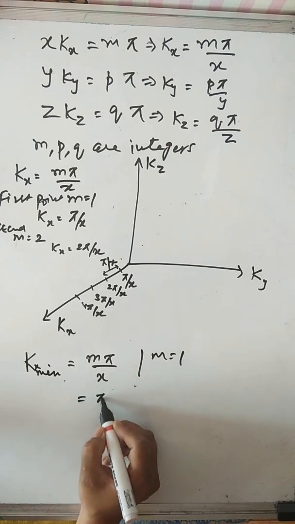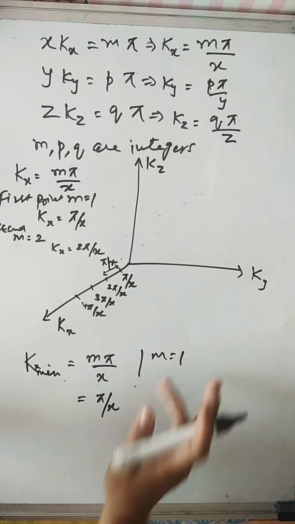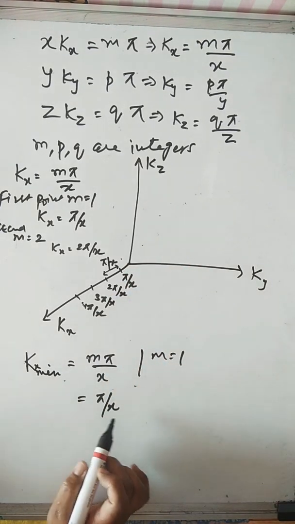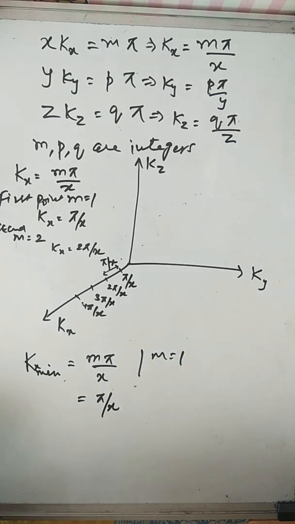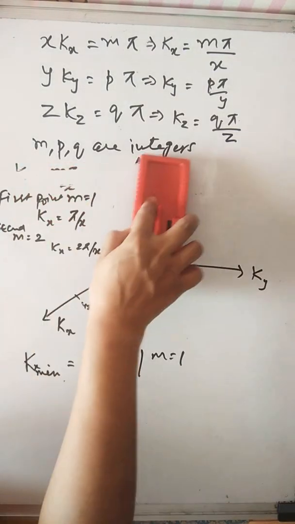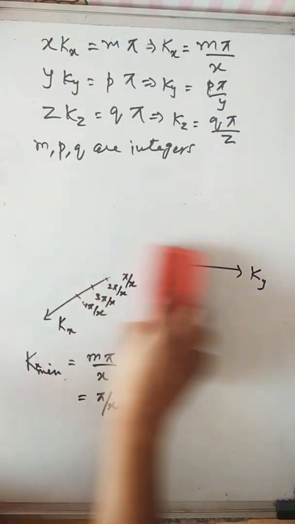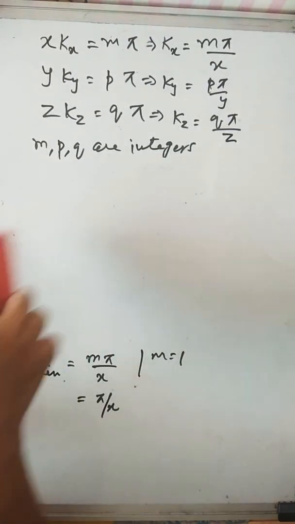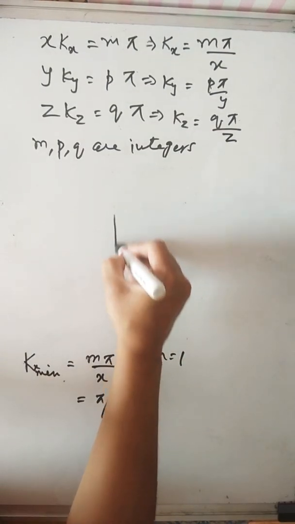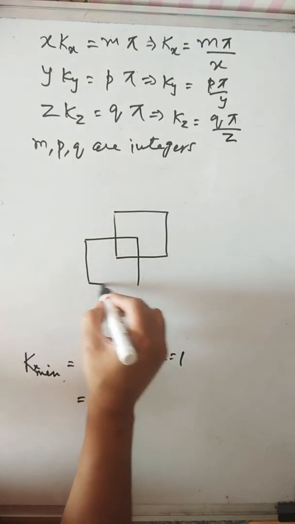So I get that pi by x is the minimum value in the kx direction. For m equals 0, we understand that will be the origin only. So m equals 1 is the minimum value in the x direction. Now, for better understanding, I am considering a cube, to understand what the minimum value is, what the maximum value is, and how many points there are on a certain axis, how many allowed states there can be. So again, I am considering a cube, and from that cube we'll be understanding the things.